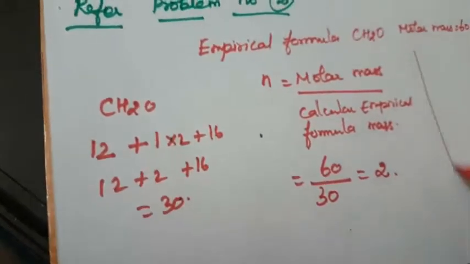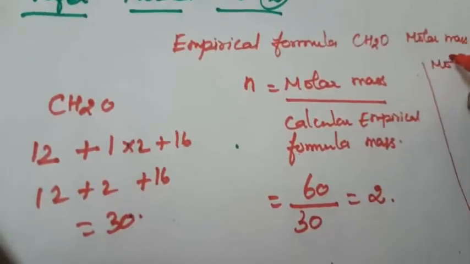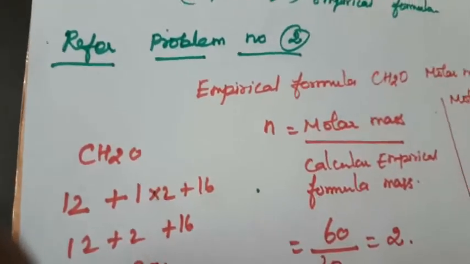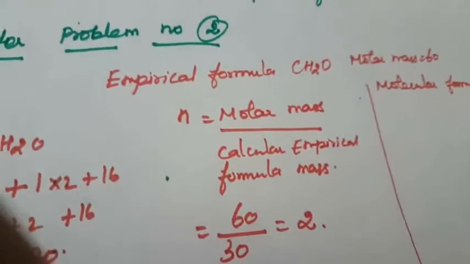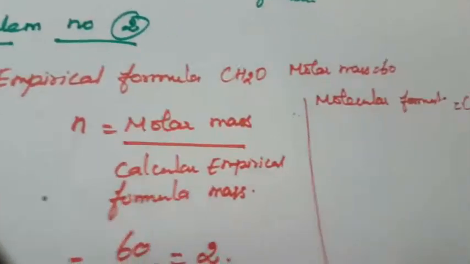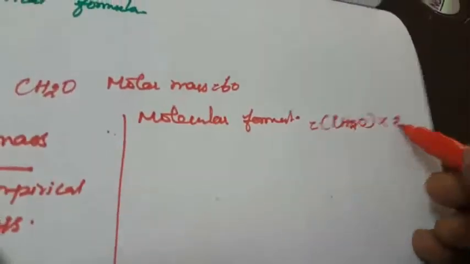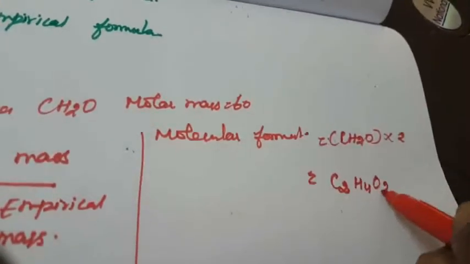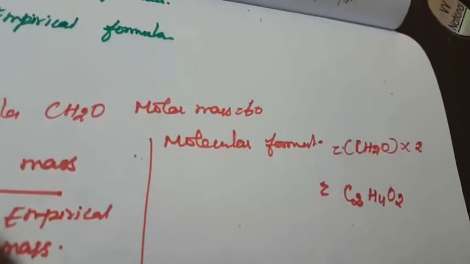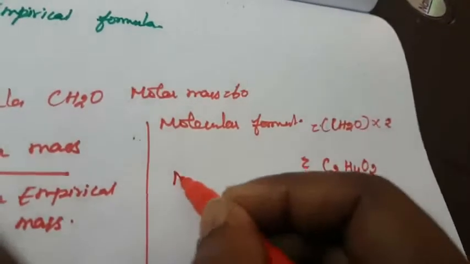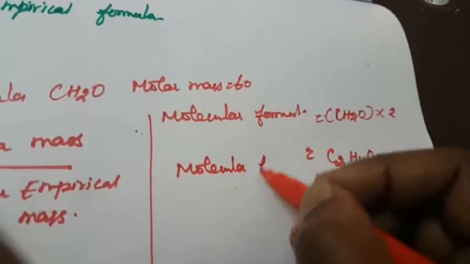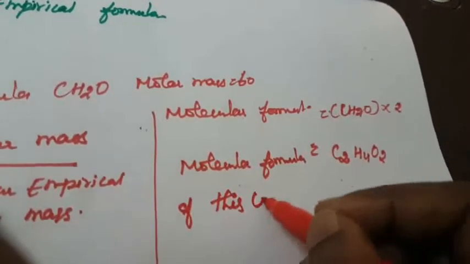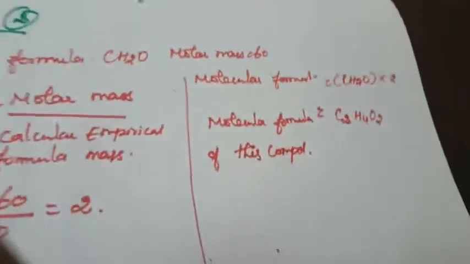Next we are going to see the molecular formula. The molecular formula equals CH2O multiplied by 2. So what is that answer? C2H4O2. This is the molecular formula of this compound.